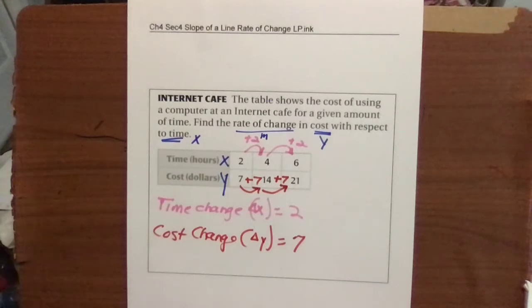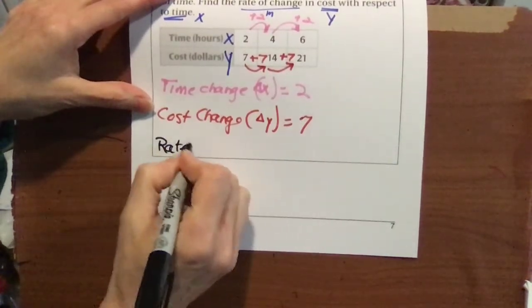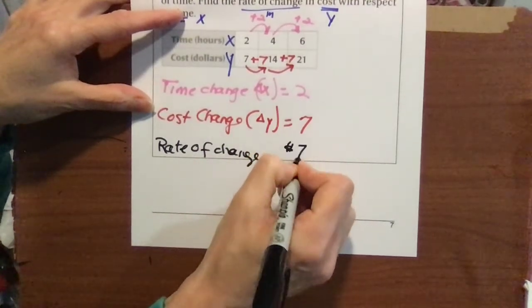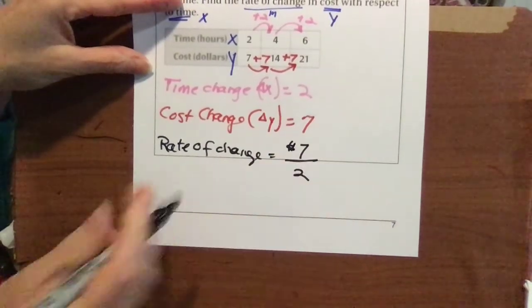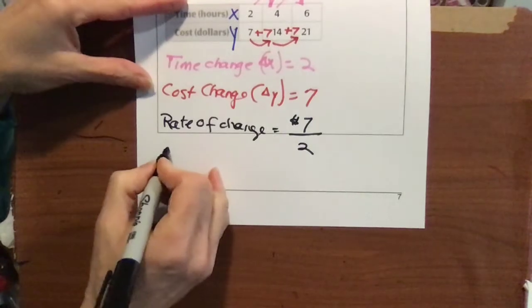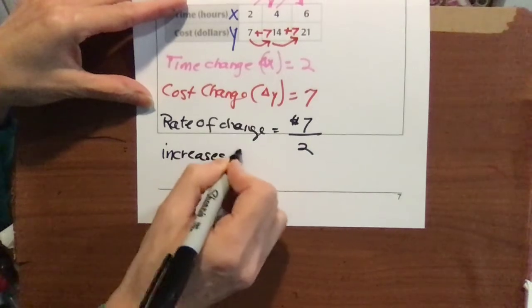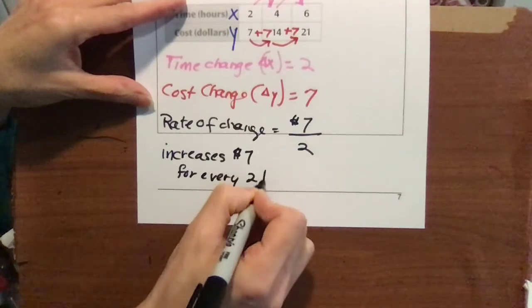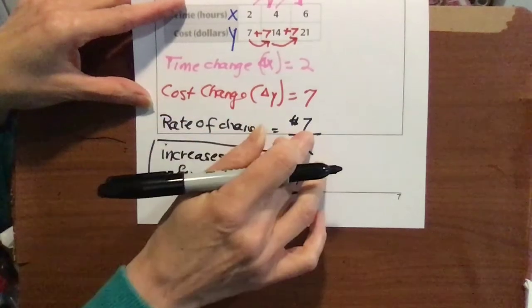So now what we have to do is put this in correctly written up for our rate of change. Okay, so our rate of change is $7 over 2. So that's what it looks like more mathematically for slope. But for us, what we want to say is it increases $7 for every 2 hours. And that's our final answer. And this is the work that supports it.